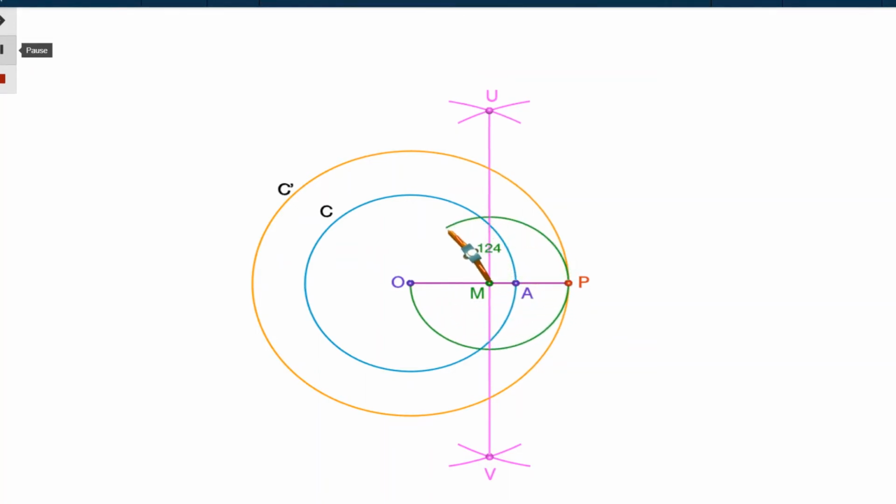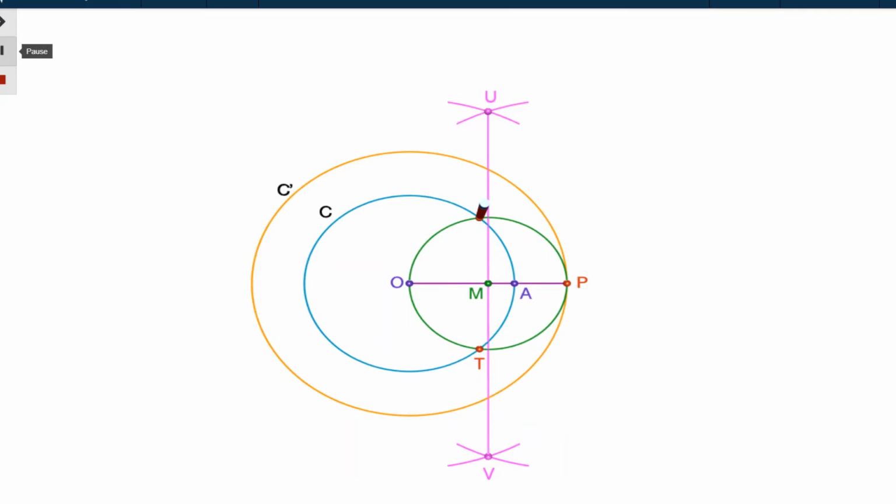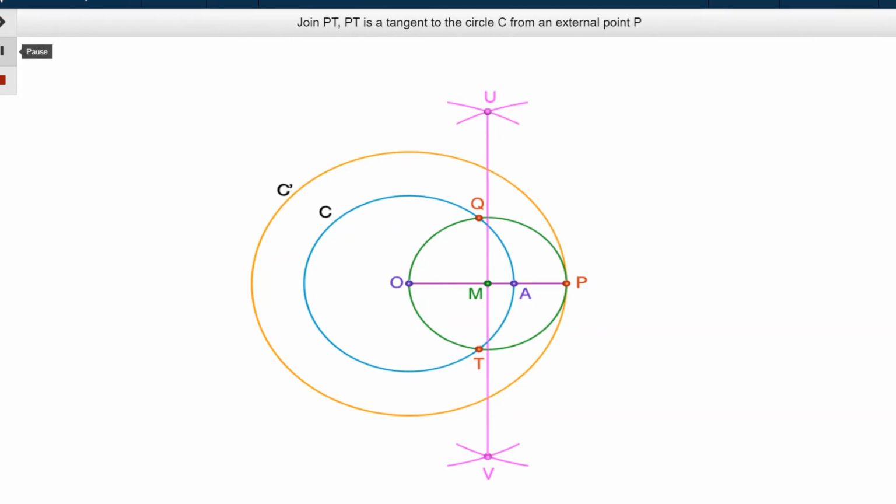Now see, this circle crosses circle C at 2 points. Name the 2 points. The first point you may name as Q, and the second point you name as T. So Q and T are the points where this circle crosses circle C. Now join PT. PT is a tangent.